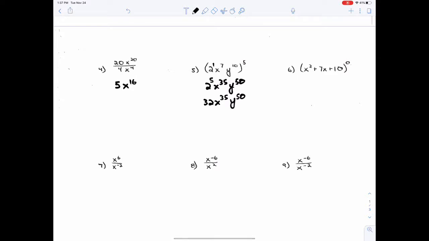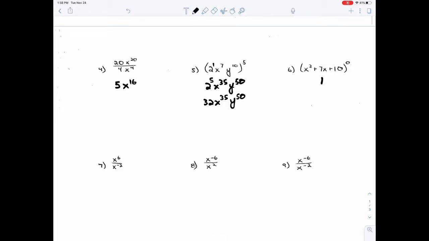Okay, anything to the 0 power is 1. You don't need any work for that. May you take this 0 exponent and distribute it? No, you may not. Why not? Because of these plus signs. And you wouldn't get the same thing. You'd end up getting a different answer, which I'm not going to go into. But just anything to the 0 power is 1, no matter how complicated it looks.